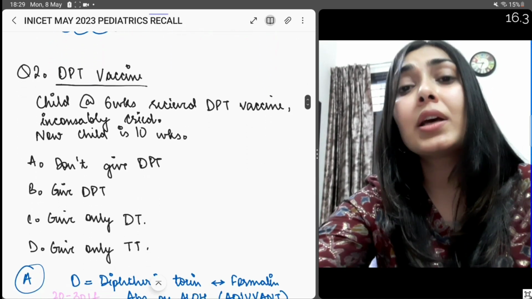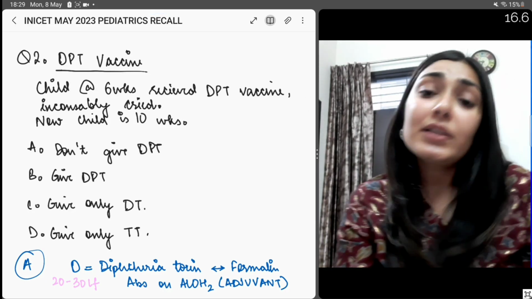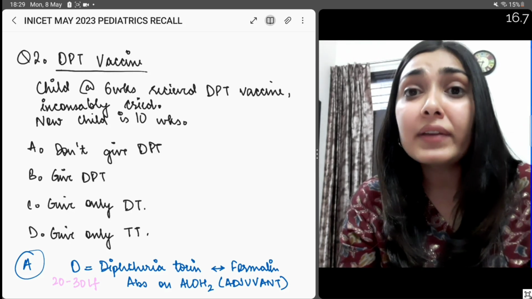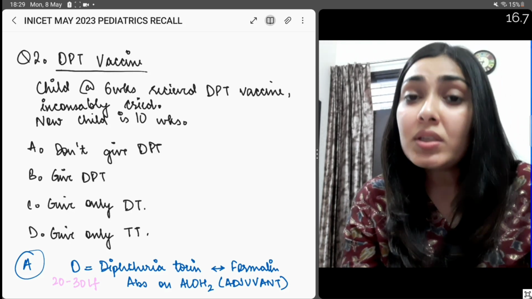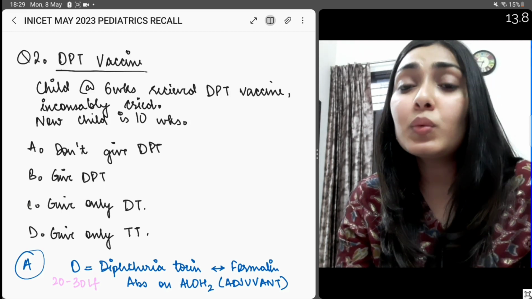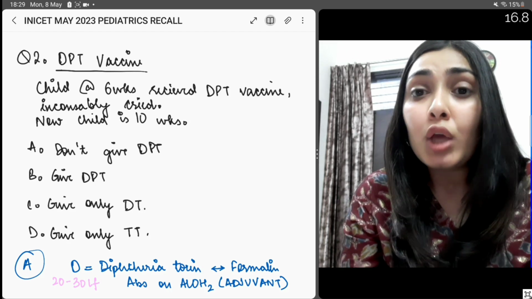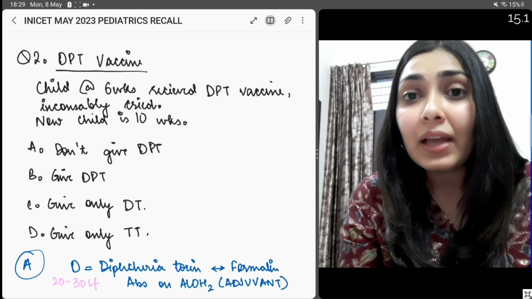Next question was about DPT vaccine. So they gave a scenario in which a 6-year-old child came in the immunization clinic, received a DPT vaccine, and he cried inconsolably. Now the child is 10 weeks and he came to the clinic, and the parents said that last time when DPT vaccine was given, the child cried inconsolably for more than 3 hours. So should we give the DPT vaccine now or not? And the options were like that.